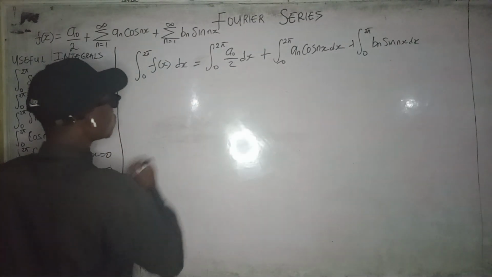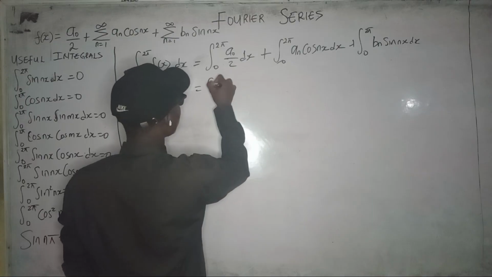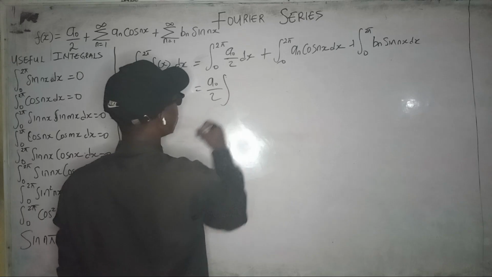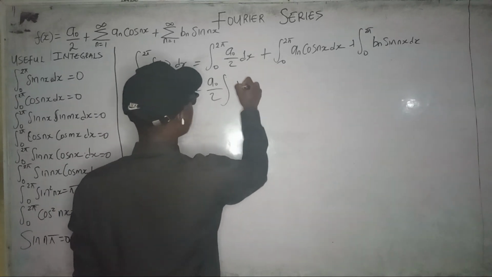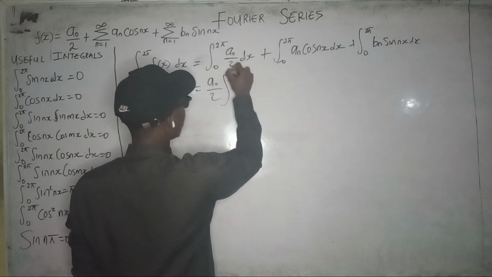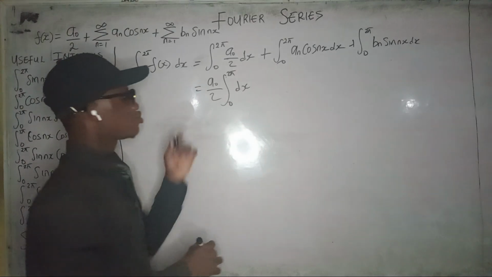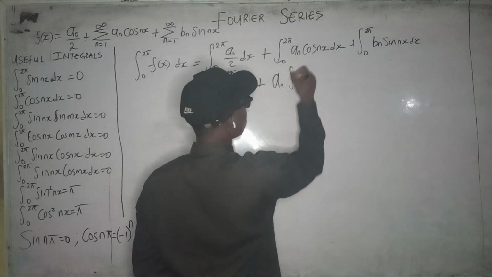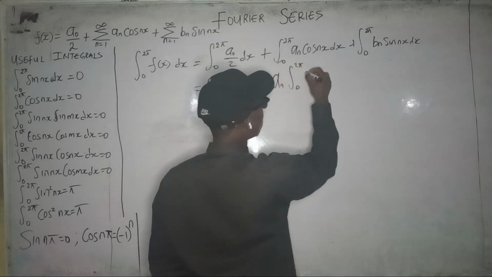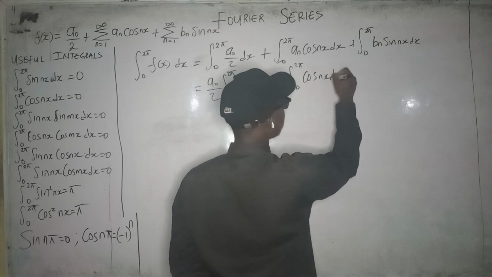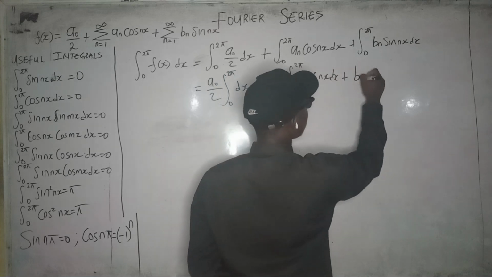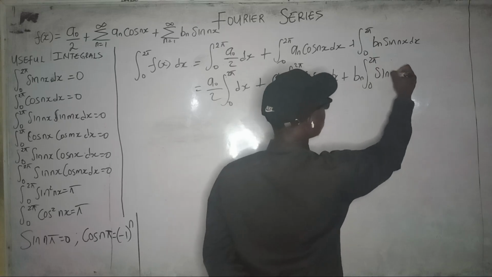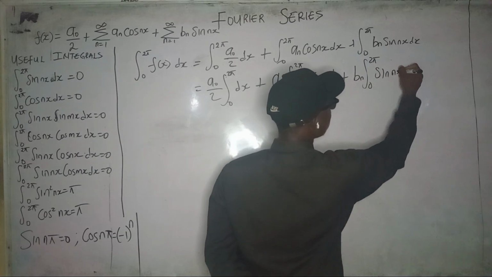So therefore this is going to give us a naught over 2, then we have our integration of the x, we have 2 pi and 0. Then we have plus, we can bring our a n out, integration from 0 to 2 pi cos nx dx, plus b n, integration from 0 to 2 pi sin nx dx.